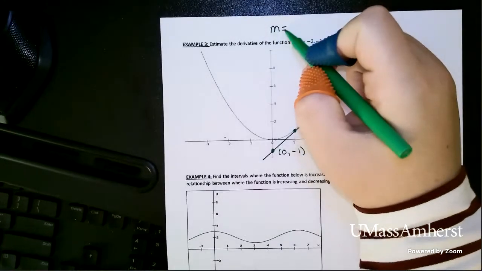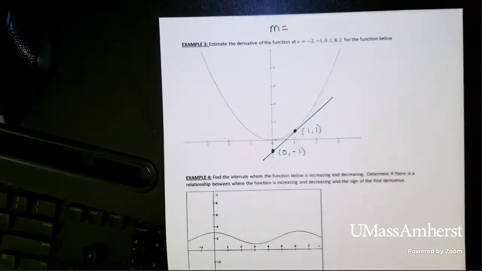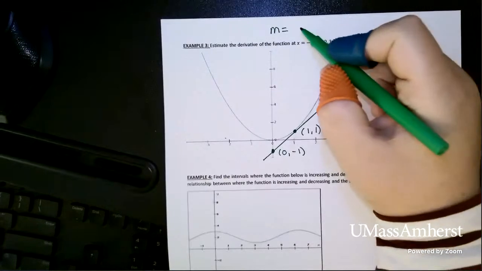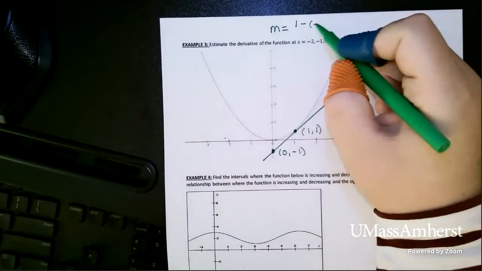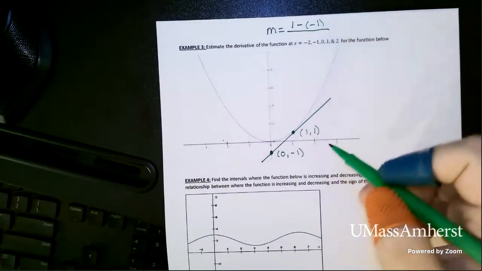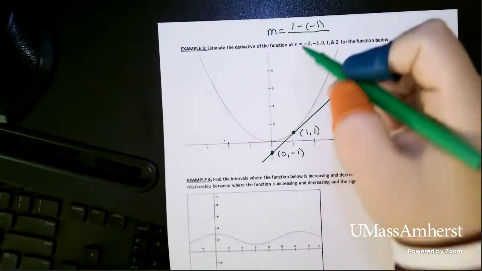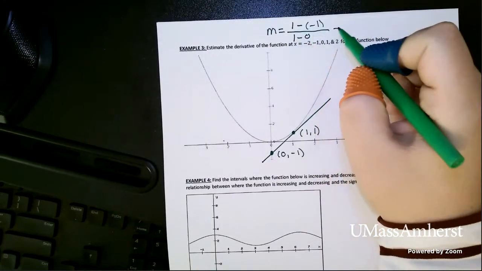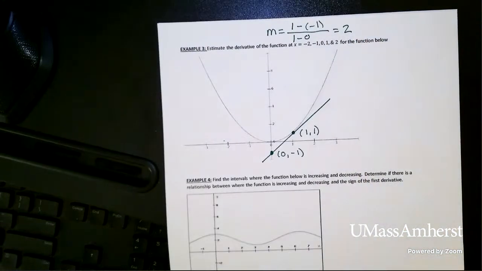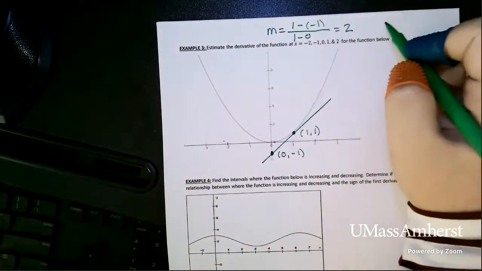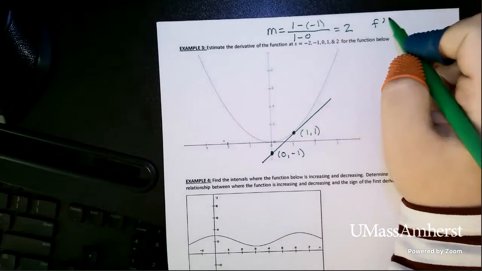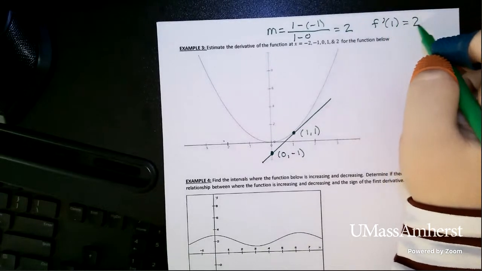So again, when we do the change in y over the change in x here, the change in y is going to be 1 minus -1. So 1 minus -1 divided by 1 minus 0. That's going to give me a slope of +2. So I know that f prime at 1 is +2.